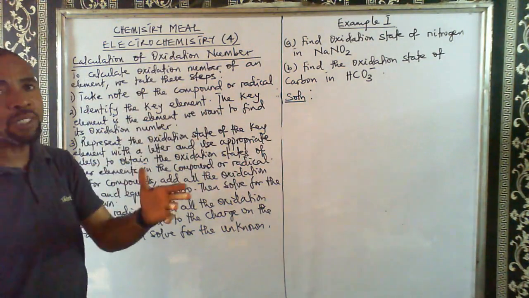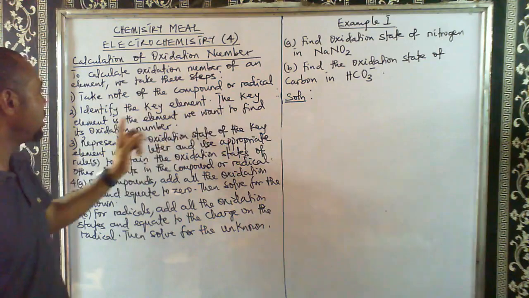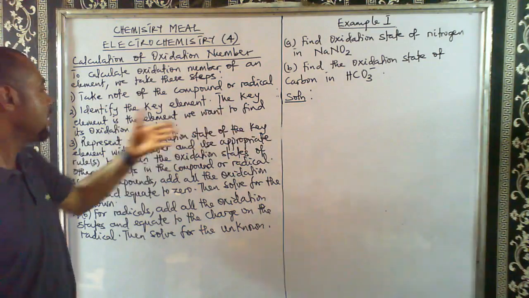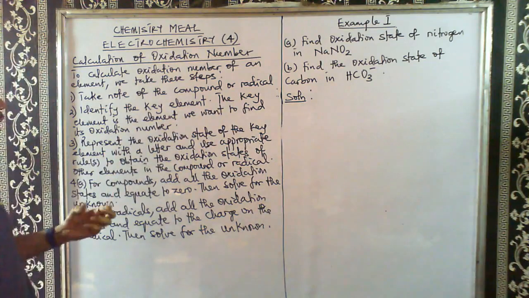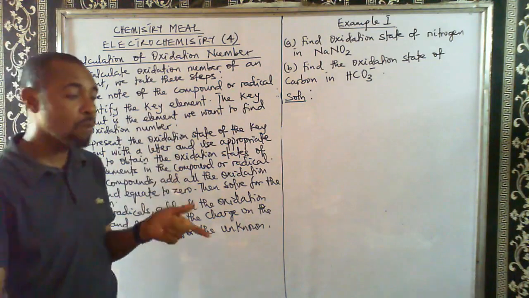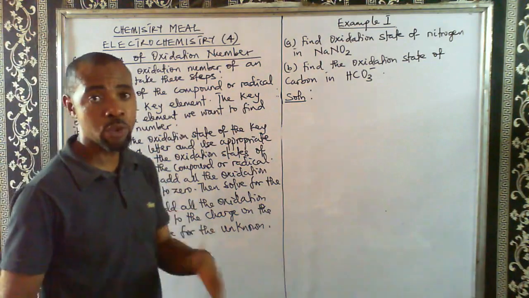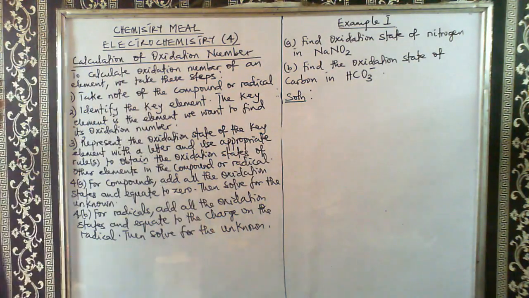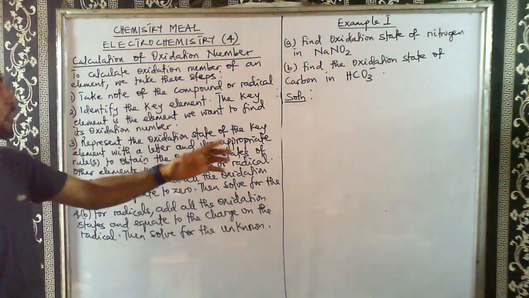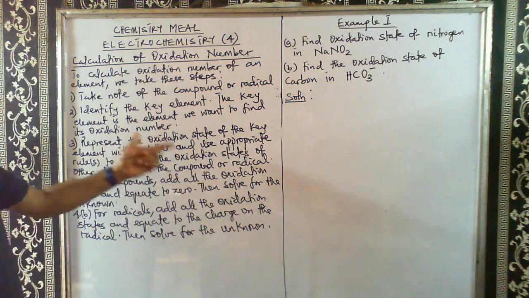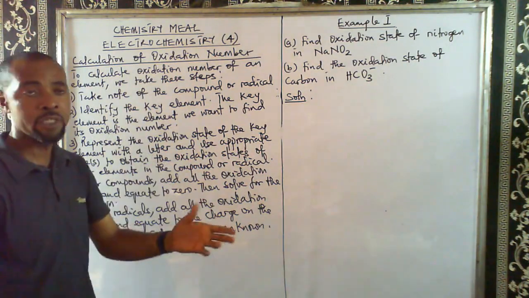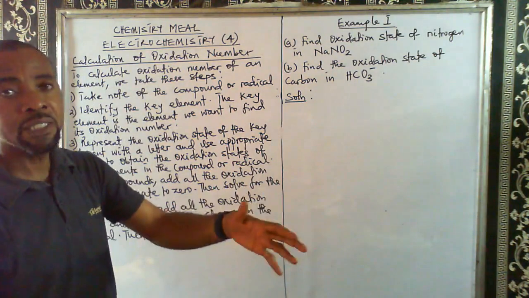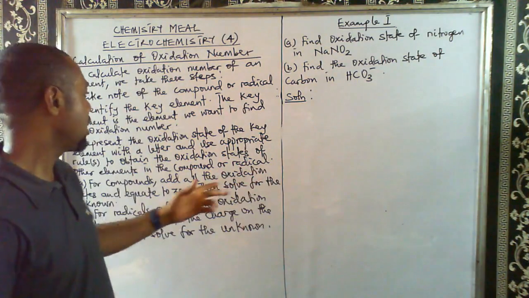So what do we mean by the key element? The key element is the element we want to find its oxidation number. That particular element in the compound or in the radical is the key element. Then number three, represent the oxidation state of the key element with a letter. Since we don't know it, we denote it with a letter.